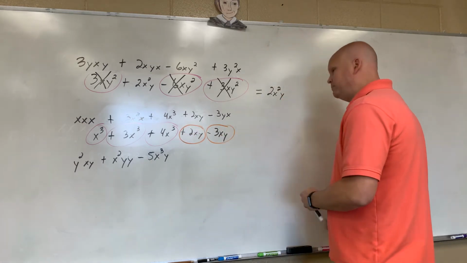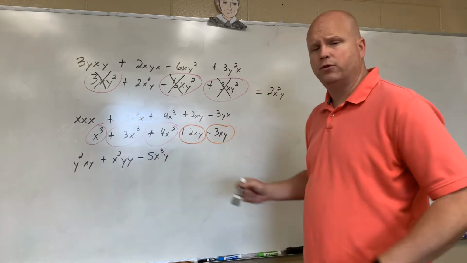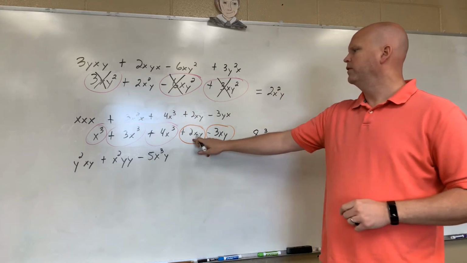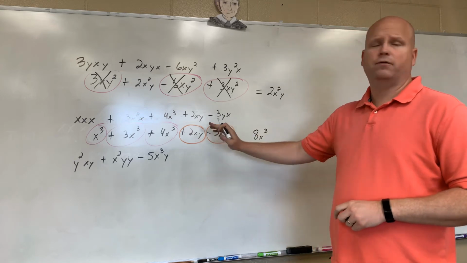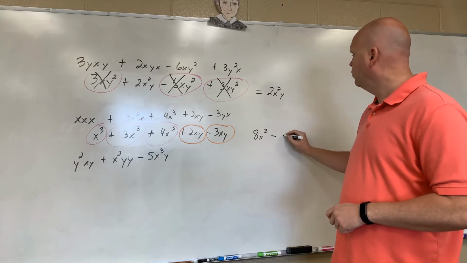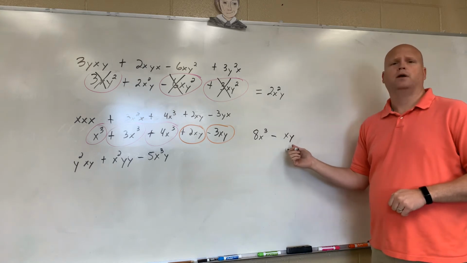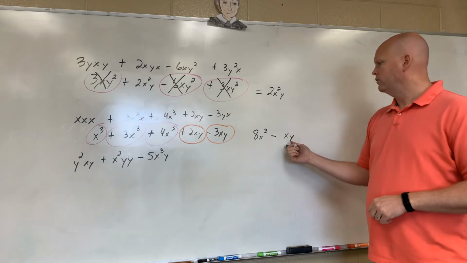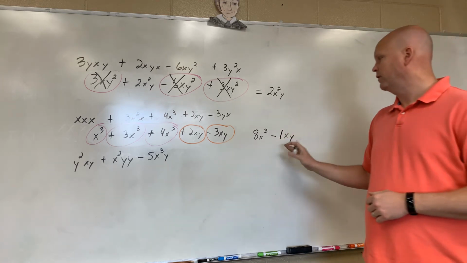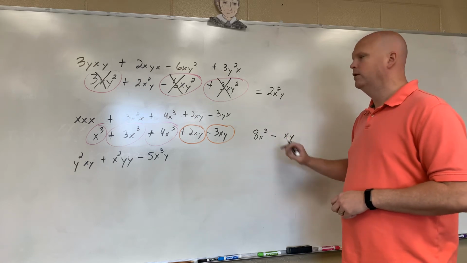Now we can combine them. So we have 1, positive 3, positive 4. They're all positive, so we add them together, and we get 8x cubed. On this one, we have a positive and a negative. If you have a positive 2 and a negative 3, you end up with a negative 1. Now we can write that 2 different ways. We can leave it this way, which is the preferable way to do it. This is the equivalent of negative 1xy, or you could put a 1 in front of the xy. It's the same thing, they're equivalent, but we typically don't write the number 1 in front of it.